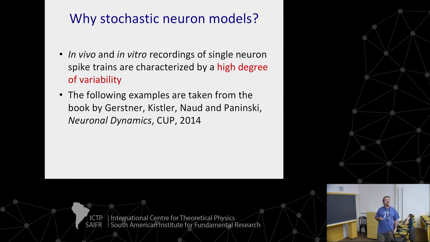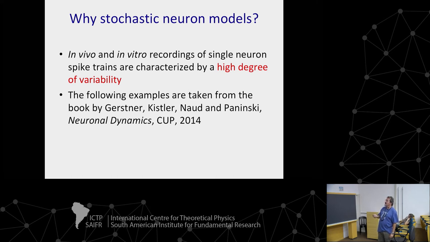Because we know that neurons behave stochastically. They are not reliable. So if I take a neuron and apply a current in vitro, and then do the same experiment, same situation, same temperature, same neuron, same conditions, same current, the response of the neuron will not be the same. I mean, the spike times won't be the same. And if I repeat this several times, I'll observe that the spike times are not the same. So neurons really have a high degree of variability.